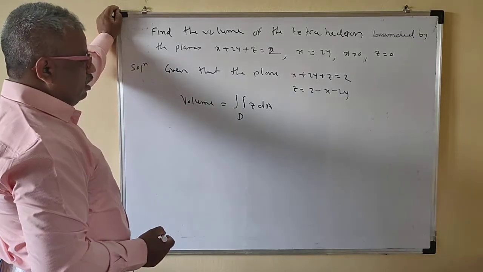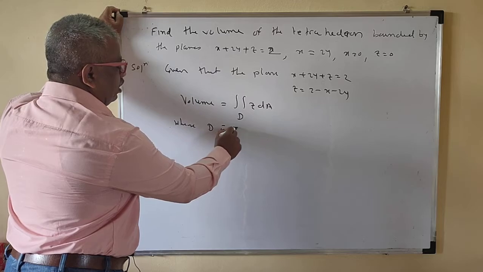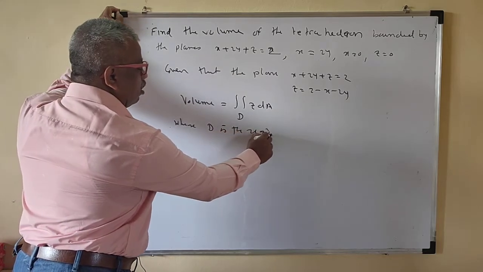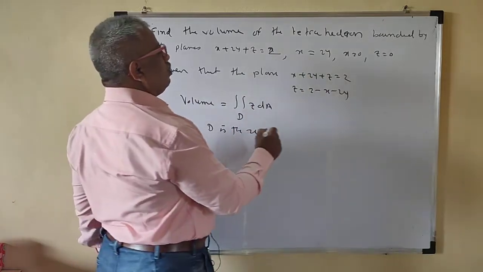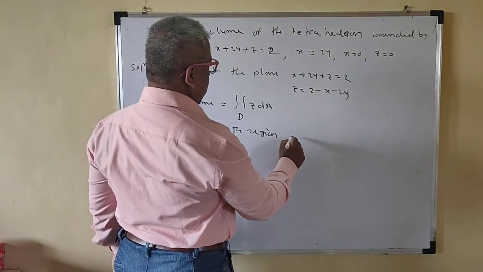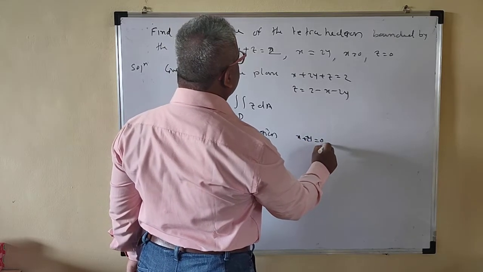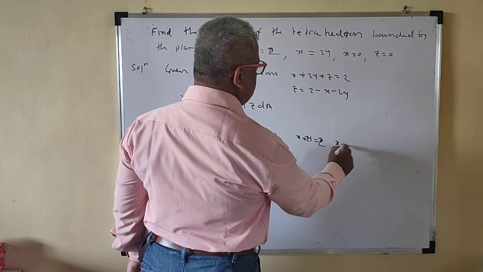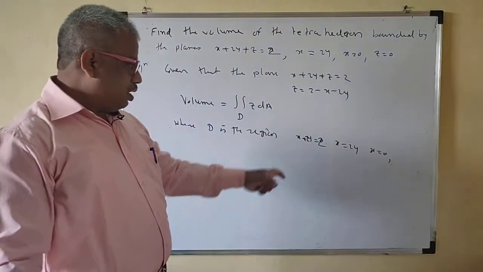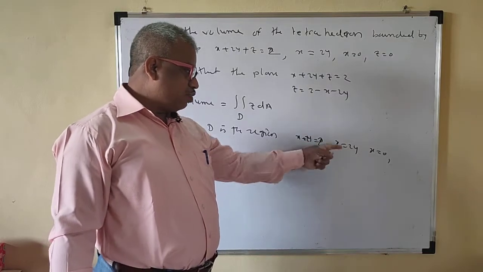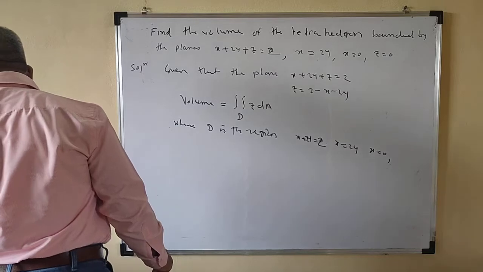Now you have to write D, where D is the region. You have to put it in two dimensions, so you put z is equal to 0. So in the region, x plus twice y is equal to 2, x is equal to twice y, x is equal to 0, right? Your z is 0. So therefore x plus twice y is equal to 2, and x is equal to 0 then.